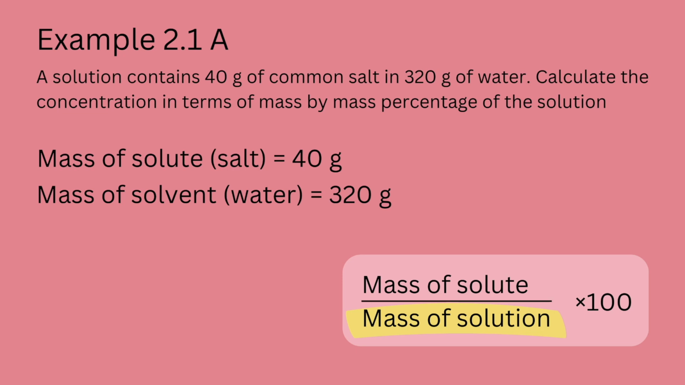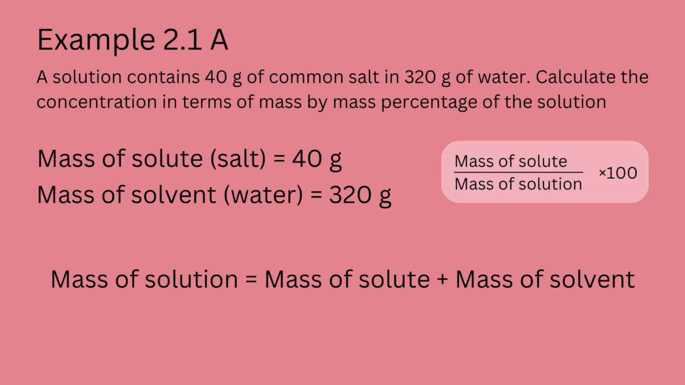So the formula for mass by mass percentage is mass of solute divided by mass of solution into 100, right? So we know mass of solute is 40 grams that have been given in the question itself. But we have to find the mass of the solution because we are just given the mass of the solute and mass of the solvent. We are not actually given the mass of the solution. Okay, so you have to find the mass of the solution for you to calculate the mass by mass percentage.